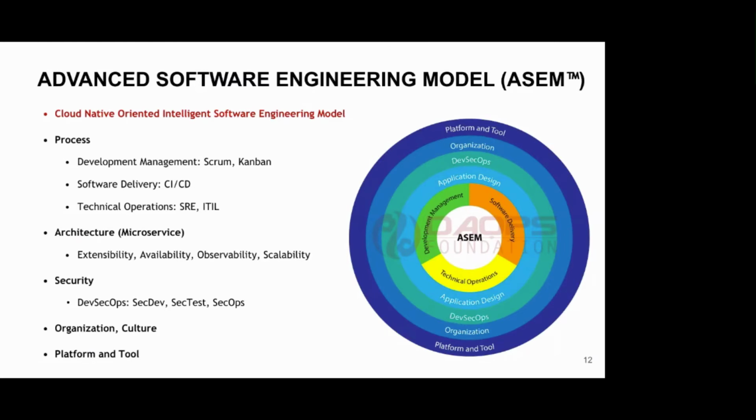So there are different parts. The first part is about the process, where we have three parts. The first is development management. We use Scrum or Kanban to solve development management problems, to define the process, to define the requirements, and to define the meetings, like the planning meeting, the review meeting, and the stand-up meeting, to make Scrum run easily. The second part is very important. We call it software delivery. Most of the practice comes from CI/CD. And the third part is technology operation. We use SRE practice and the ITIL process in this part.